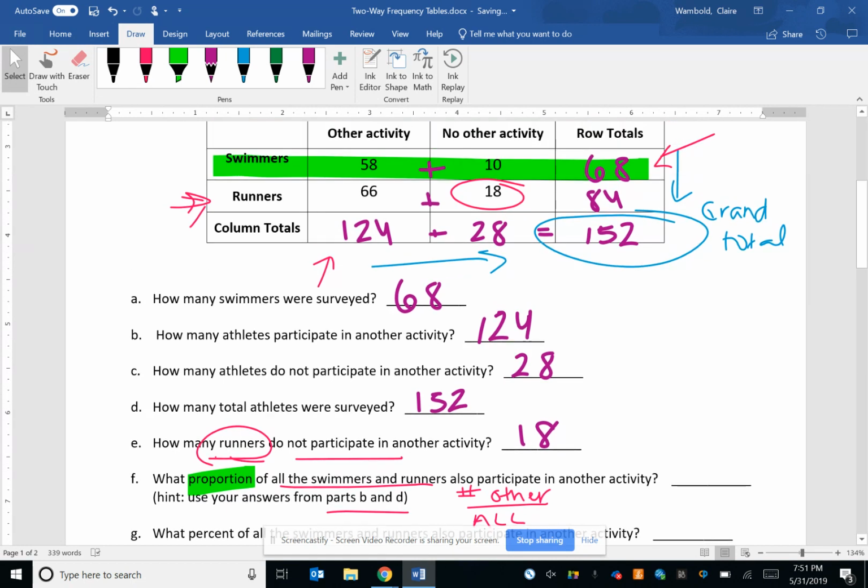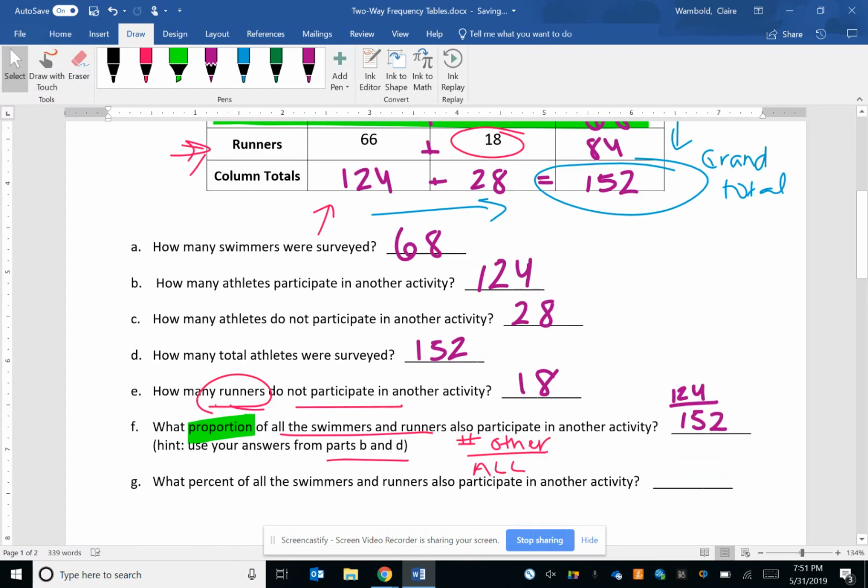So basically what we're saying is 124 out of 152 athletes. That's how we would say that as a phrase, but mathematically as a proportion, it looks like that fraction, 124 divided by 152. Some people will choose to simplify this fraction.